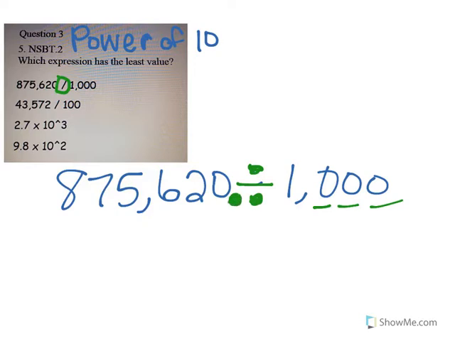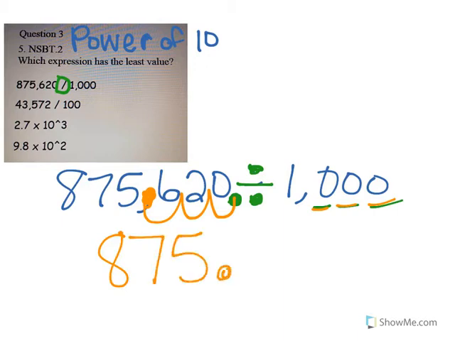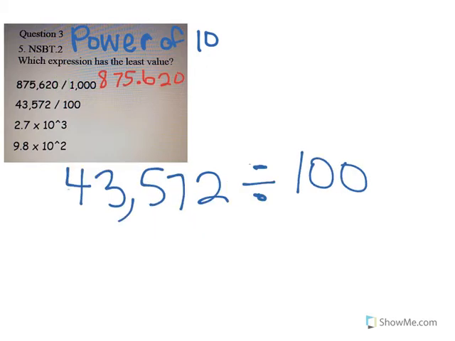So now all I'm going to do is move my decimal 3 times for 1,000. 1, 2, 3. Even though my decimal moved to the left, my number moved to the right, and it made my number smaller. Now it's 875 and 62 hundredths or 620 thousandths. Either way, it's the same thing. So I'm going to write it up at the top as a reference and do the next one.